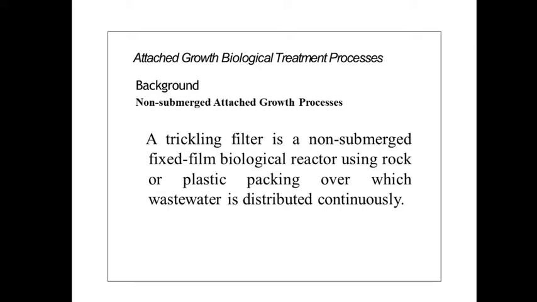So broadly, it is divided into three types. The first one is the attached growth process, then the suspended growth process, and the combined process. The attached growth process is exemplified by the trickling filter, and the suspended growth process is exemplified by the activated sludge process. We already discussed the activated sludge process.